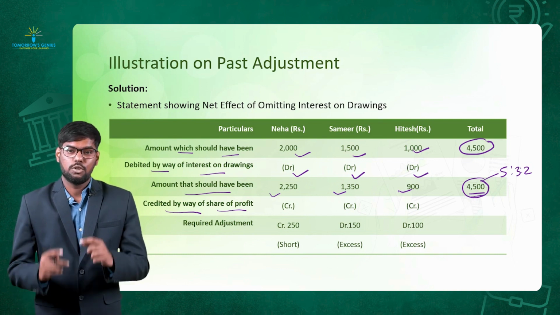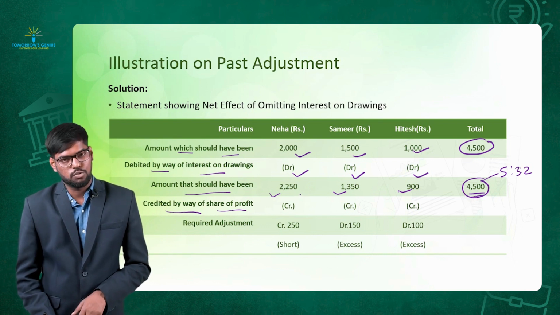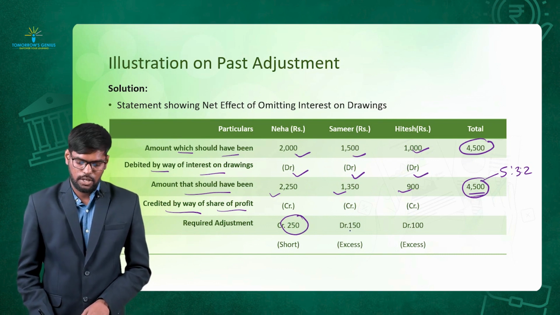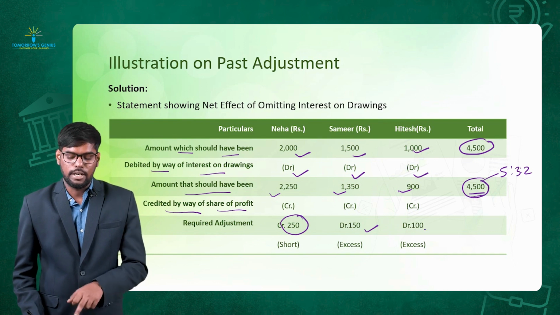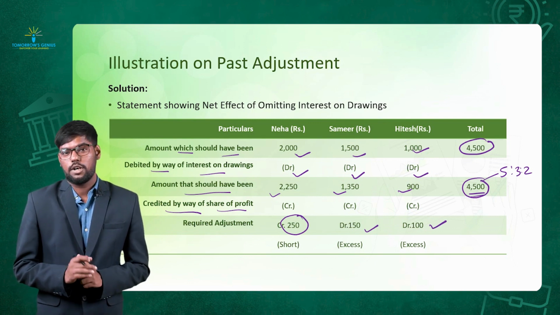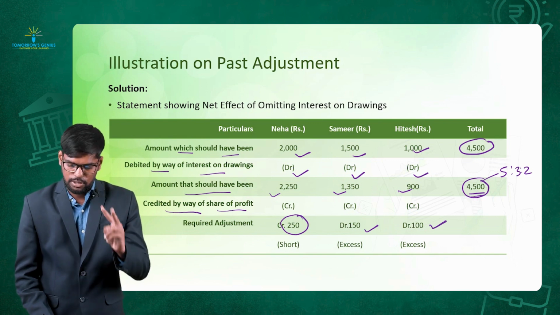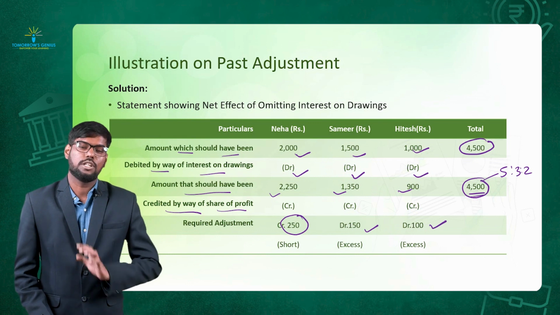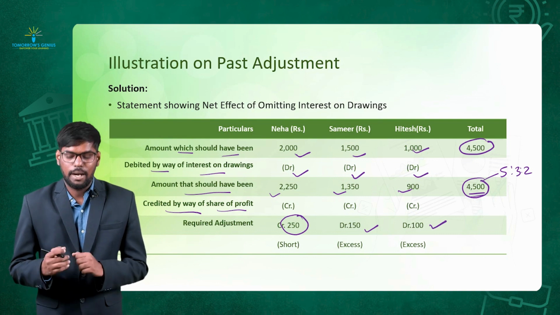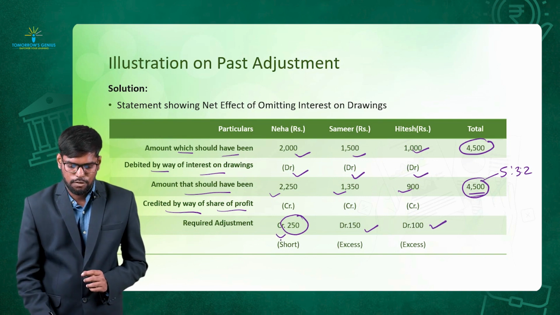Now I need to check the debit amount and credit amount. If you see here, the debit amount is 2,000 rupees and the credit amount is 2,250 rupees, so the balance is 250. Here 1,500 and 1,350, the balance is 150 rupees. For Hitesh, the balance is 100 rupees. Now I need to see where to record it, that is, whether I need to debit it or credit it. For Neha, the debit side is 2,000 rupees and the credit side is 2,250 rupees. It means the credit side total of Neha is more, by 250 rupees. So it is known as a credit balance, and that's why I need to credit the 250 rupees balance.